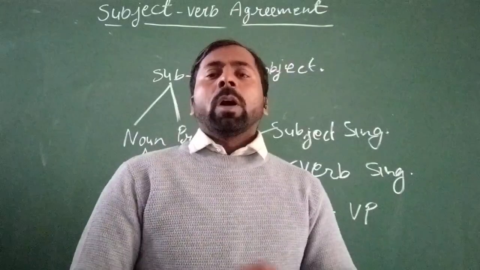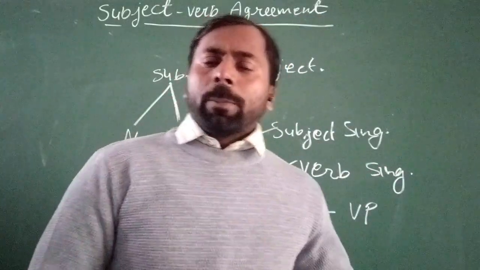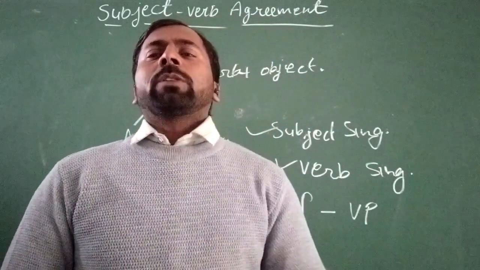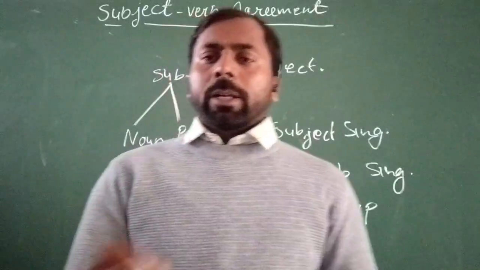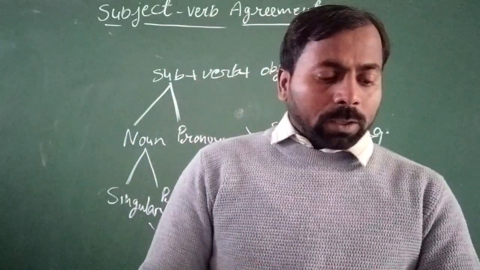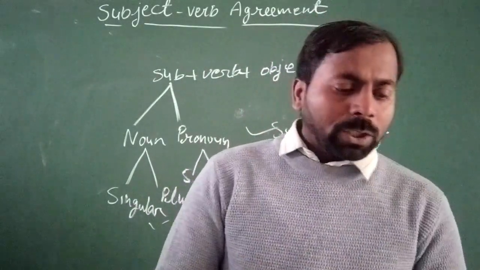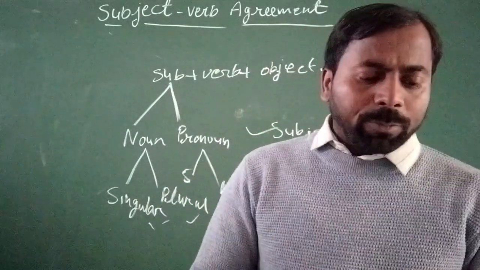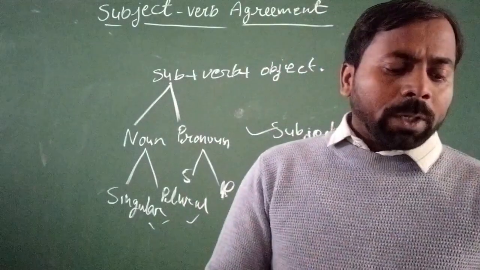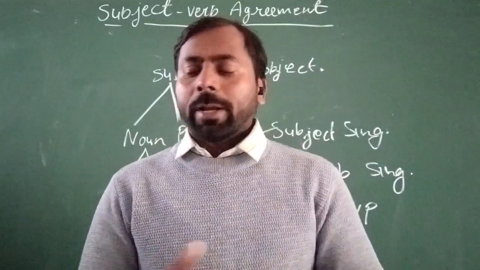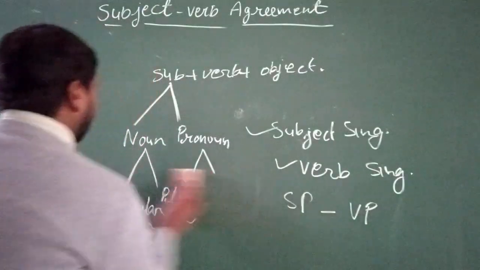First we learn in which sentence or with which subject we can use the singular verb, or in which condition we can use the plural verb with the subject. This is known as subject-verb agreement. It means the subject of the sentence may be singular or plural, and the verb must agree with the subject of the sentence. So it is the subject that determines the verb. This is called subject and verb agreement. So let's start and learn more about the subject and verb.